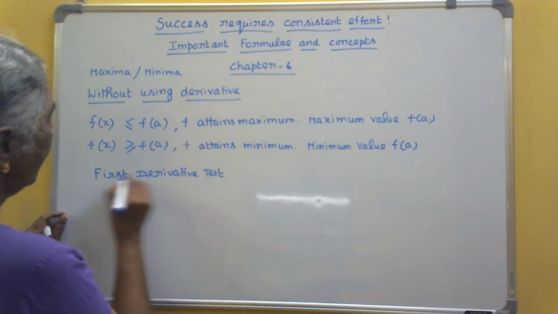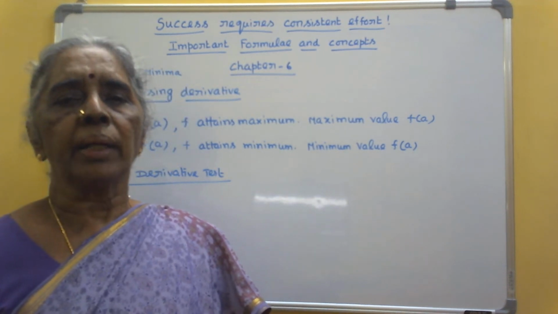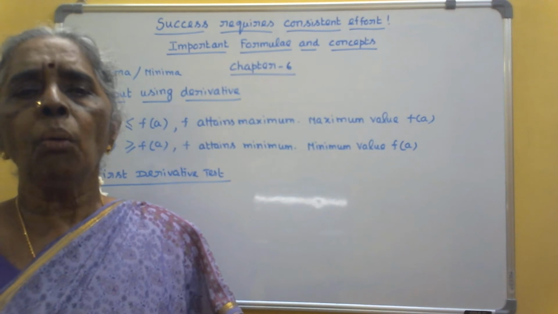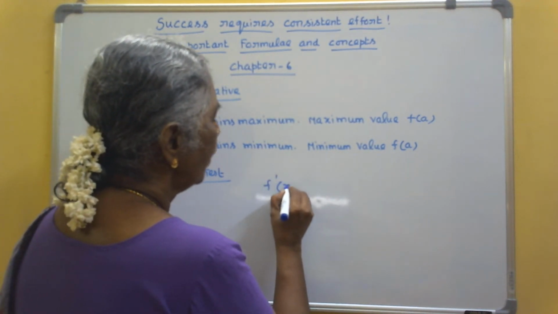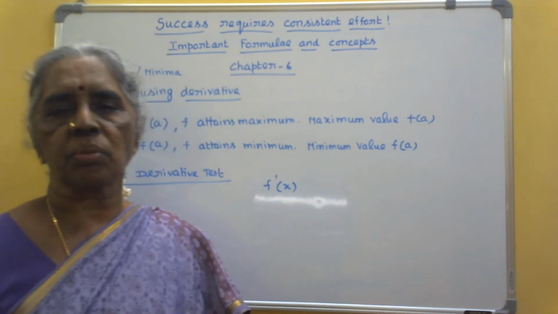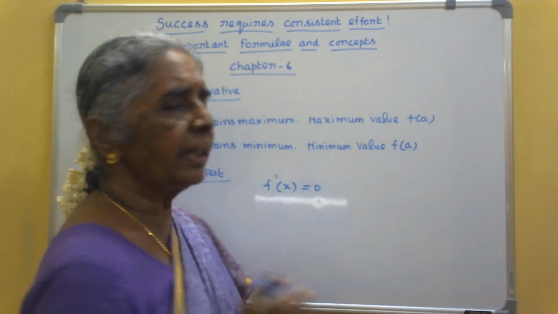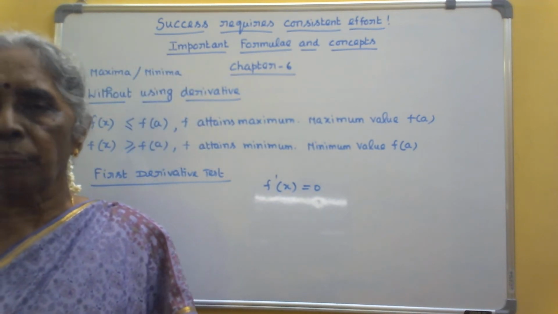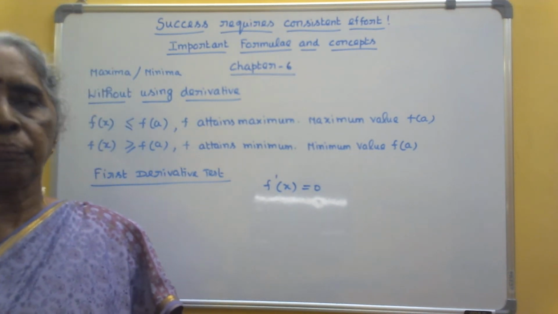Then the second one is finding the local maxima minima using first derivative test. That is, we will be finding only one derivative, first derivative, and using that we will be finding. So, how we do that? f of x will be given. You will find f dash of x. You will equate it to 0 and you will find the x values for which your f dash of x is 0. It is something like your increasing decreasing only, right?